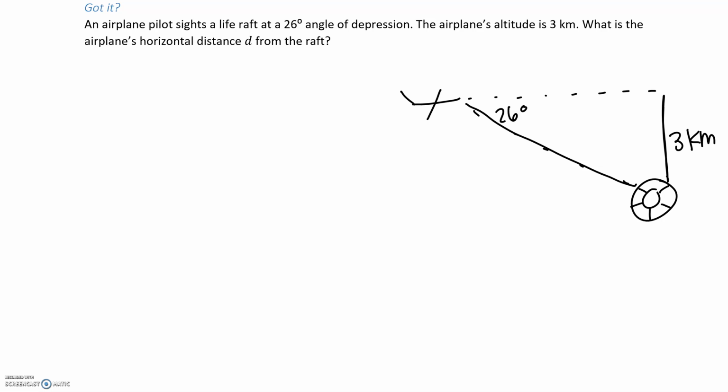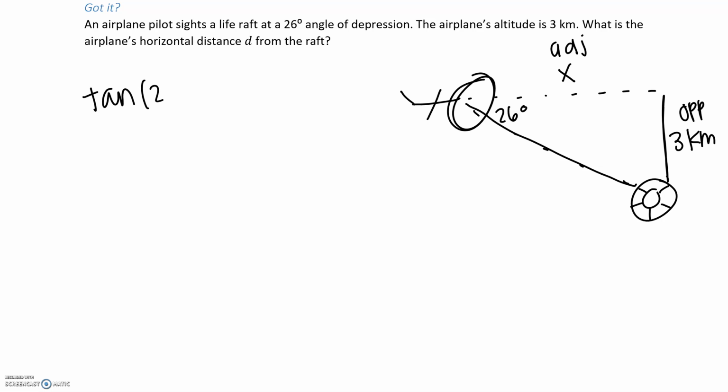And we are looking for the horizontal distance from the life raft. So horizontal distance means we're looking at this side right here. Okay? So what we're going to do is we're going to circle our angle, and we're going to figure out what sides we have. So we have an opposite and we have an adjacent side. So what we're going to do is we're going to use our tangent.